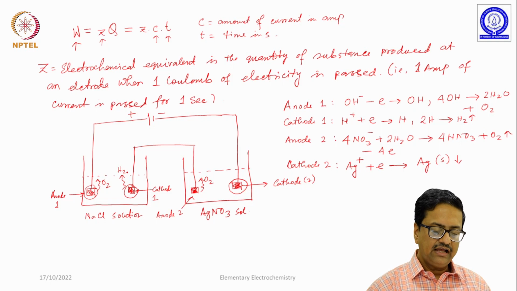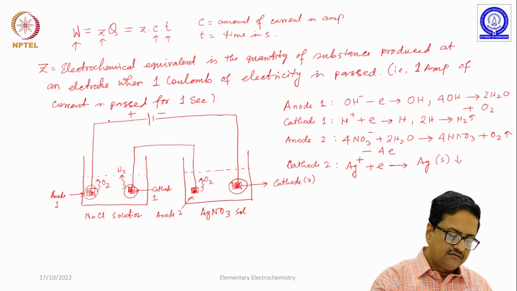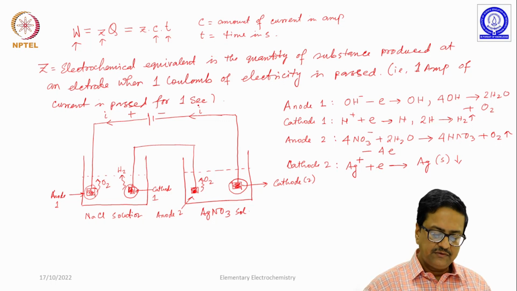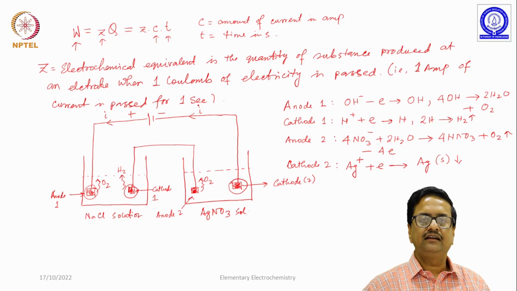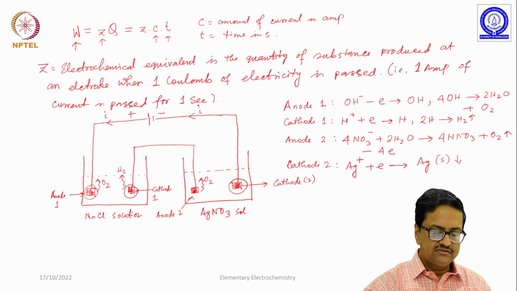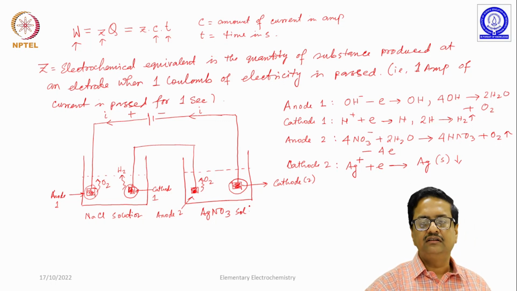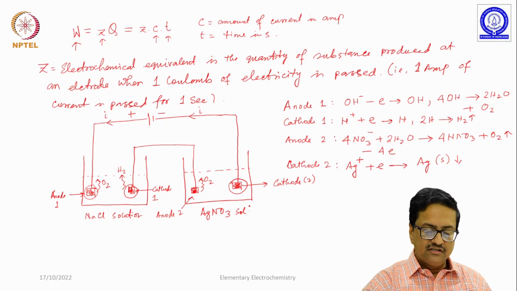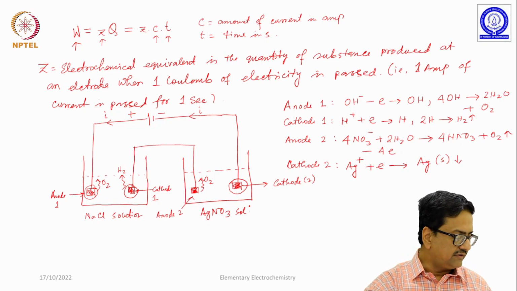So now what we have is, I am passing the same amount of electricity, right, from the battery for a given amount of time in both the cells. So as per the second law of electrolysis, the different amounts that are getting liberated at these 4 different electrodes should be chemically equivalent.